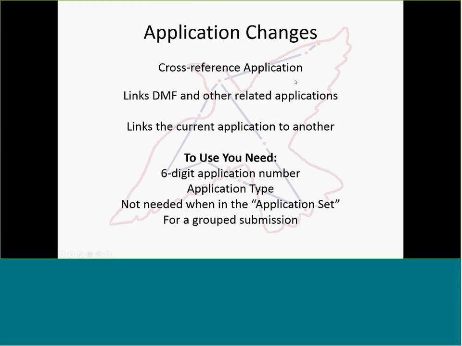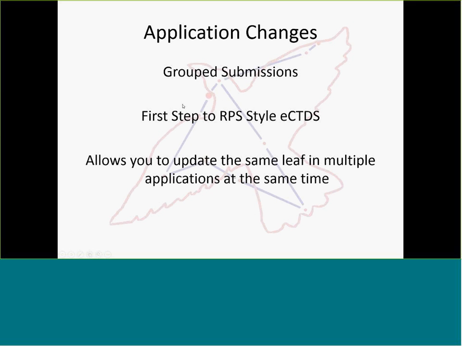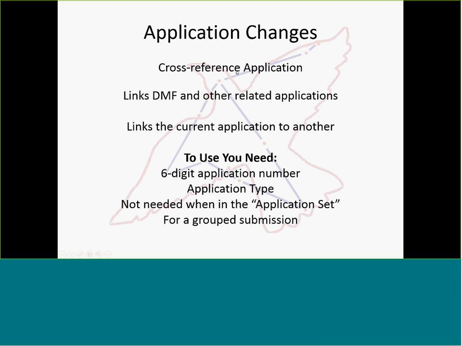And finally, our biggest changes are related to the cross-reference of applications, as well as grouped applications. They're very similar. The cross-reference application allows you, in the eCTD portion, the XML portion, to link your application to another. Say, I use the example of a DMF, which is probably going to be the most common, but also link it to your INDs and things like that. Other applications that you own that are related to this application that you don't necessarily have an authorization letter for.